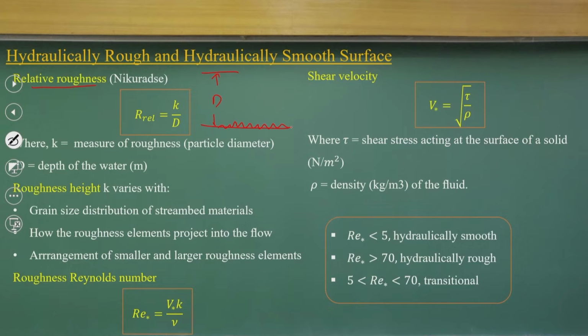Okay. So, the roughness thickness we can define as relative roughness, which will be k by d. This ratio indicates where the laminar sublayer lies, as a function of a simple ratio of k by d. So, k is a measure of the roughness, basically the particle diameters, and d stands for the water depth. This roughness height k varies with the grain size distributions of stream beds.